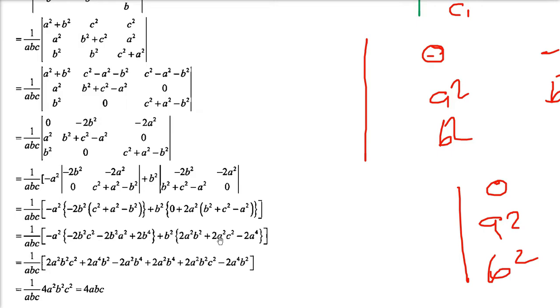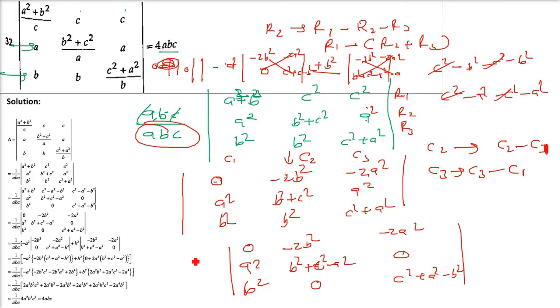because we have zeros in both of the 2 by 2 determinants, most of the things are going to get cancelled. 2a4 b square gets cancelled. Minus 2a square b4 gets cancelled. You will only get 2a square b square c square and 2a square b square c square. That means 4a square b square c square will remain. And as I said, abc was already there in the denominator. So 4abc will be the final answer.